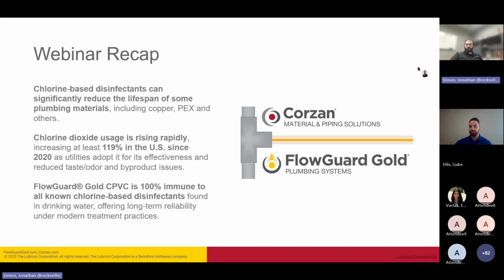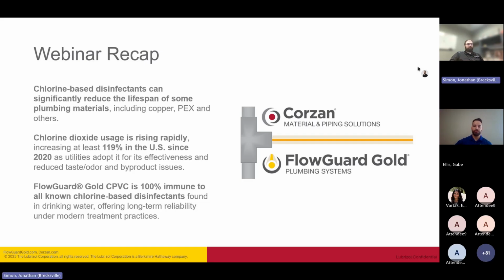We've got a couple more here. So one question is, has the formulation of FlowGuard Gold changed over time where it is now claimed to be immune to chlorine degradation? That's a great question. FlowGuard Gold as a chlorinated polymer has always been 100% immune to the known chlorine-based disinfectants. So we haven't had to update the formula to address this issue.